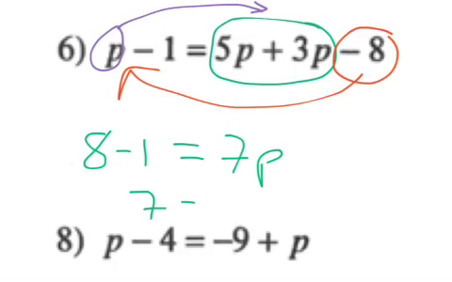7 is equal to 7p. Divide it all by 7. P equals 1.